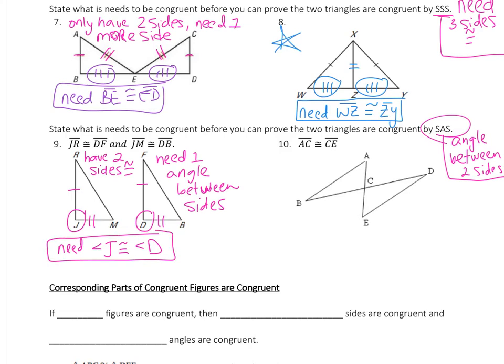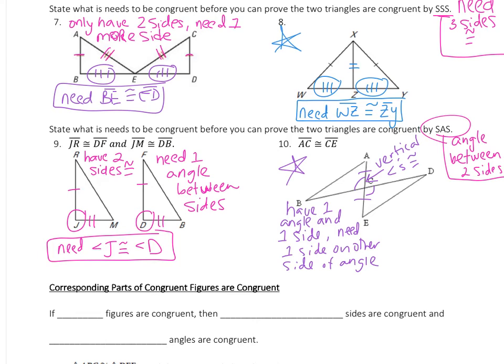On the next one, I'm going to help you fill out the middle part. So first we know that AC is congruent to CE, but right here we have vertical angles. And remember that vertical angles are congruent to each other, so we do have a set of angles. So I want you to pick out what is the missing piece that needs to be congruent for them to be congruent by side, angle, side.